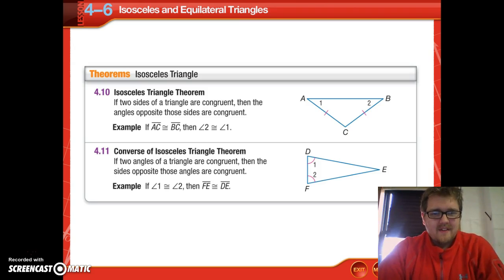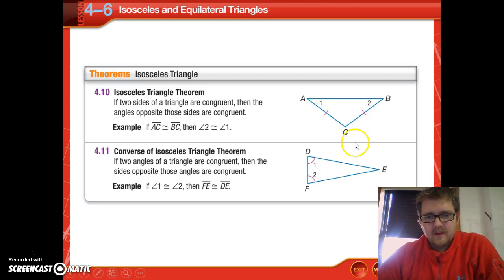Theorem 4.10, the Isosceles Triangle Theorem, states: if two sides of a triangle are congruent, then the angles opposite those sides are also congruent. In other words, if we have side AC congruent to side CB, that tells us the angles opposite each of those sides, angle 1 opposite BC and angle 2 opposite AC, are congruent as well. And remember, that's only the case for isosceles triangles.